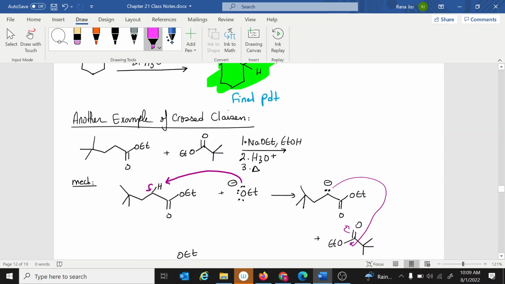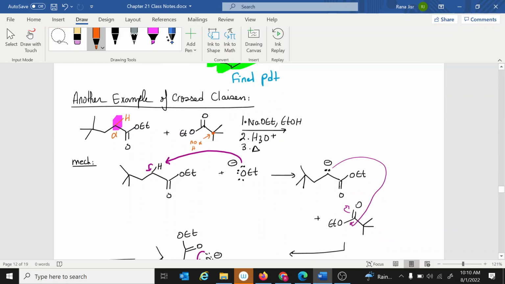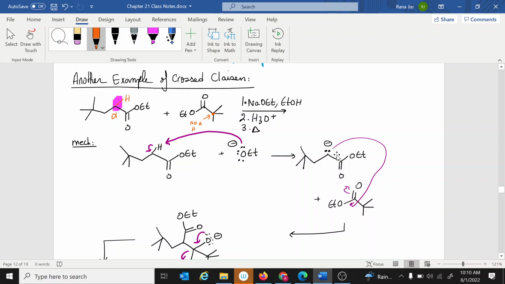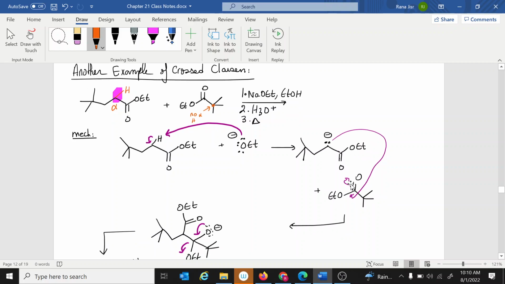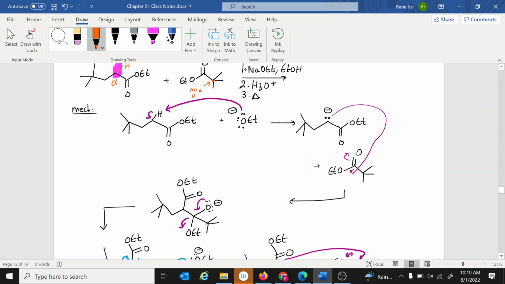Another example of crossed Claisen here, I do have two esters. And as I said, if you have two esters, just one of them will have the alpha hydrogen. So this one over here is going to end up having the alpha hydrogen. This one here has no alpha hydrogen. Okay, so no alpha hydrogen. So the base is going to come, take the alpha hydrogen, get the enolate, attack it with the other ester, form a negative charge, and then allow the O ethyl to leave. This is a very important step in Claisen.